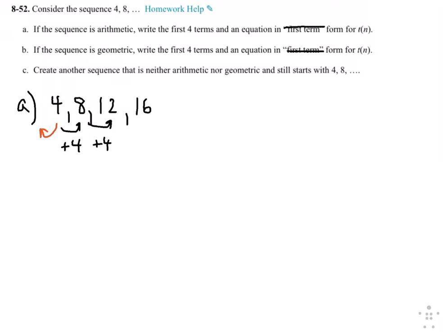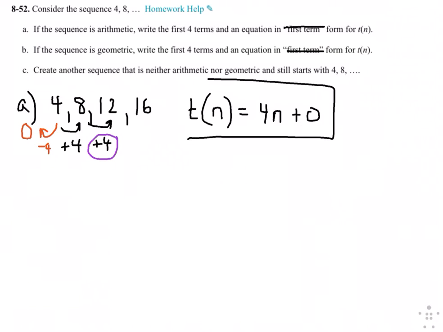So that would mean to go backwards, we would subtract 4, and the imaginary zeroth term would be 0. So we would get T of n equals 4, which is, the 4 is this, right, the plus 4, the multiplier, or the common difference, 4n, and then plus the zeroth term, plus 0. Right? And normally you wouldn't write plus 0, but since we're putting it in explicit form, I'd say it's okay to leave it. You could not leave it or leave it in this case.